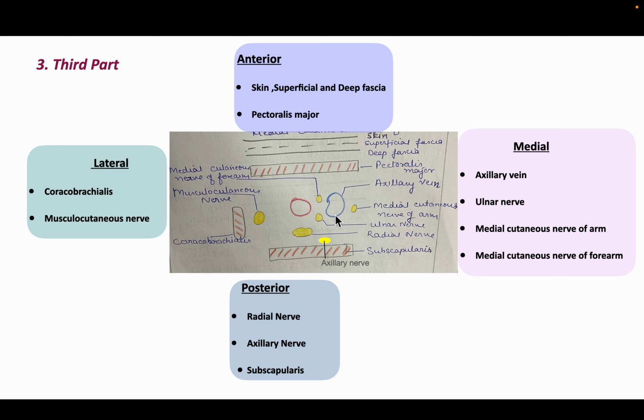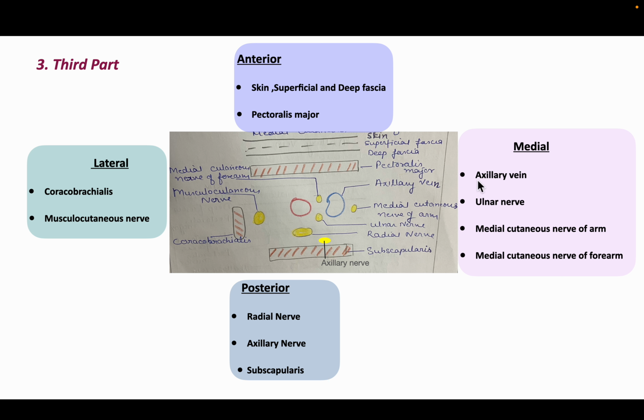Then coming to the third part. Now the third part has skin, superficial fascia and deep fascia. Then pectoralis major muscle. Now it is lying beyond pectoralis minor, so that is not coming in relation to it anteriorly now. Then again the different branches of the brachial plexus are coming in relation to it. Posteriorly is the radial nerve, then the axillary nerve and subscapularis muscle. So these are three important relations.